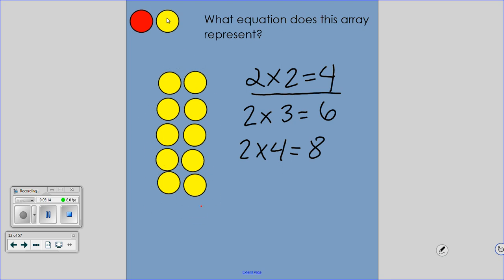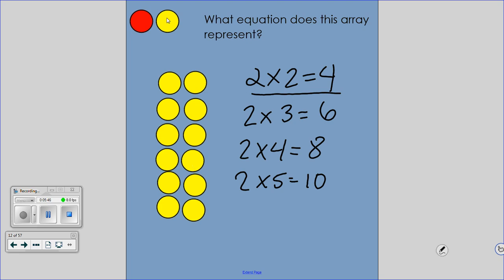What's going to be my equation that goes with my array? Colin, what do you think? 2 times 5 equals 10. Awesome. Add another group of 2 to your array. Another 2.